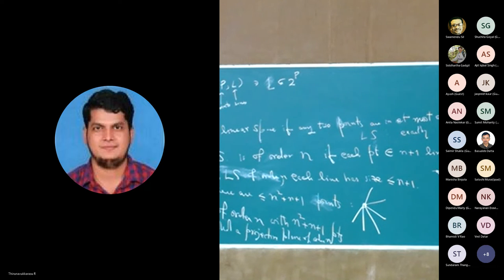So because of the argument proving that in general there are at most n squared plus n plus 1 points, it will follow that every line has size n plus 1. And if you think a little more, you'll see that because of this argument, in the case of equality, any two lines will meet in one point. So there's a kind of duality in this case.